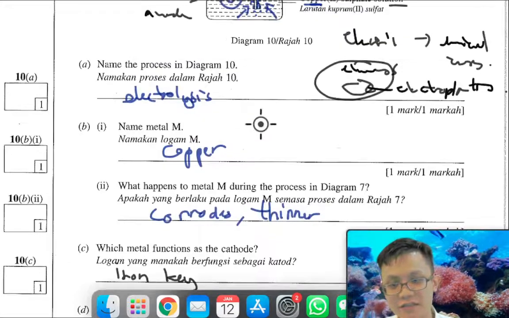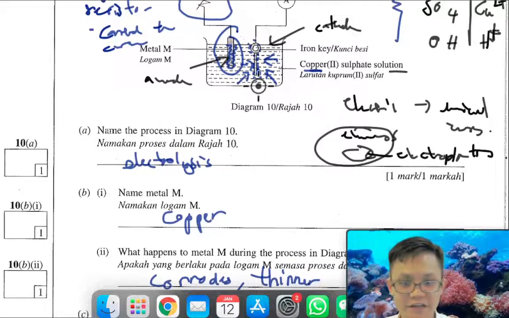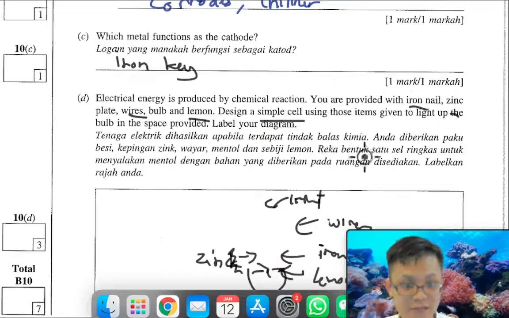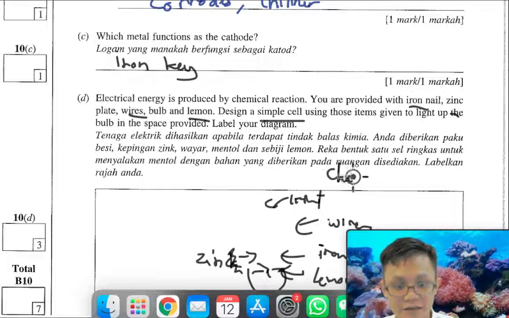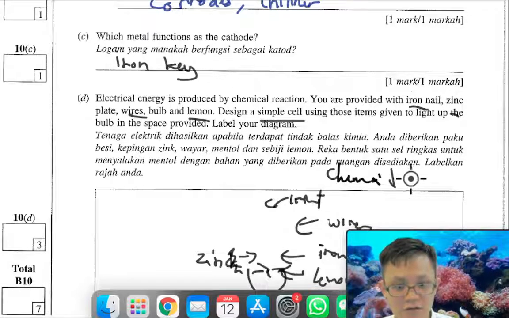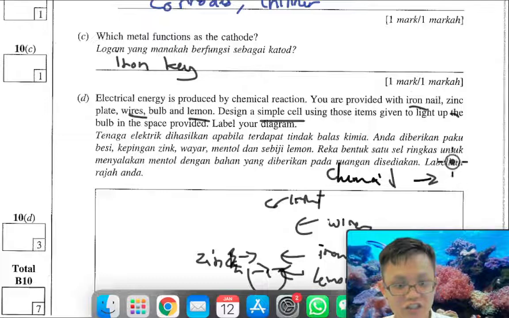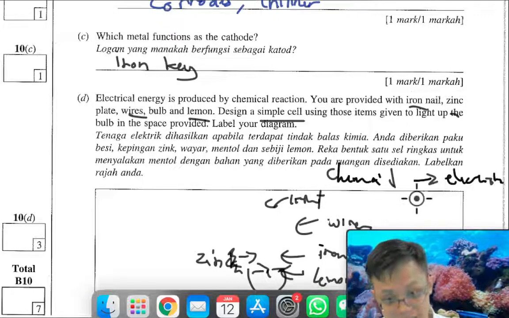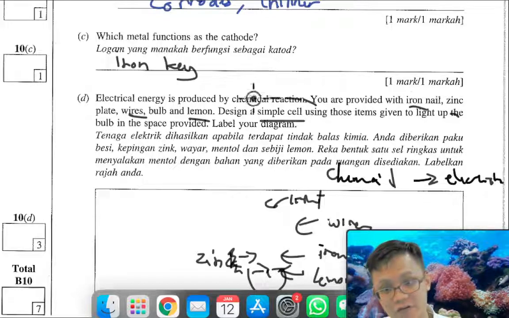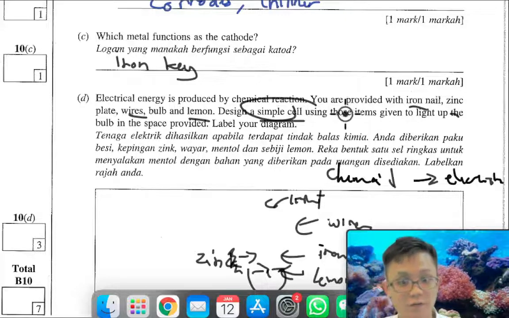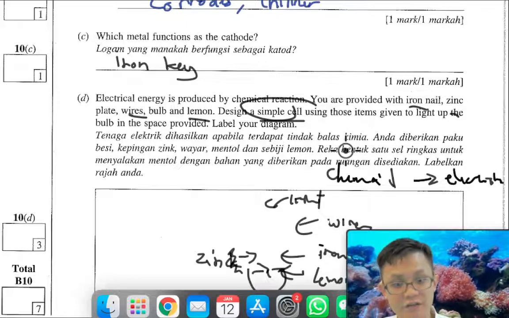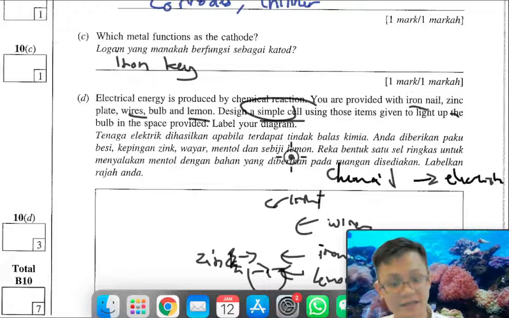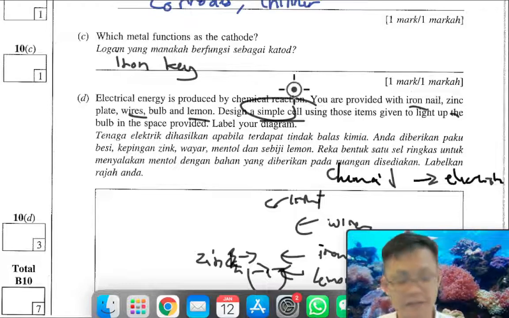And of course, the opposite of electrolysis is what we call a simple cell, where we are using chemical energy and changing it to electric energy. So that is why we call it the simple cell. Either we call it a simple cell, from chemical energy to electric energy, or we call it electrolysis, which uses electric energy to change to chemical energy.